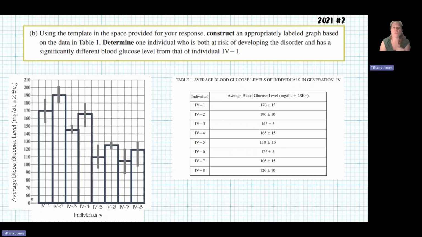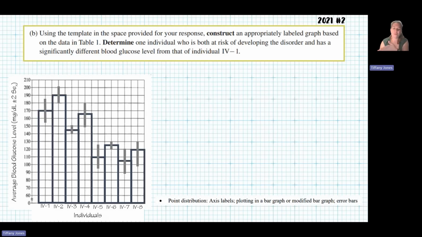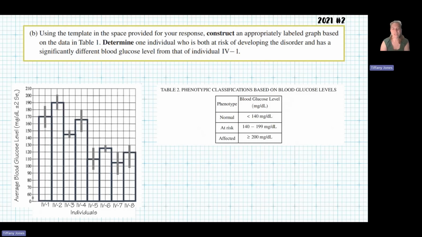So then, the points were given for axis label, bar graph, and then error bars, okay? They said, determine one individual who is at risk for developing a disorder and also has a different blood glucose level from IV1. So first thing is, how do we determine if things are different? Well, things are statistically significant if they do not overlap. And so we would say that they are statistically significant and different from one another if these error bars are not overlapping with each other.